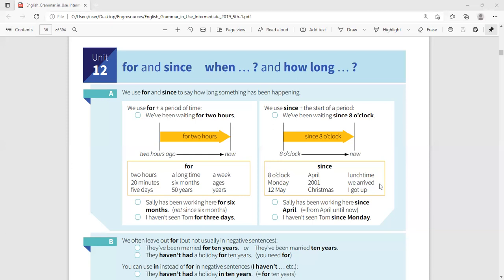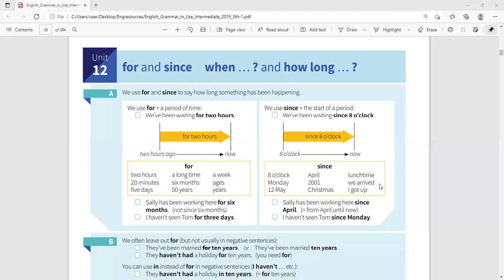Remember when I say when normally is past tense. When I say, for example, when did you go to Djibouti? So when did you go is simple past. So when is for simple past. It is the time when you went there. When did you go there? I went there in 2015.